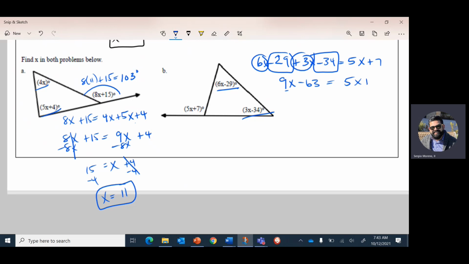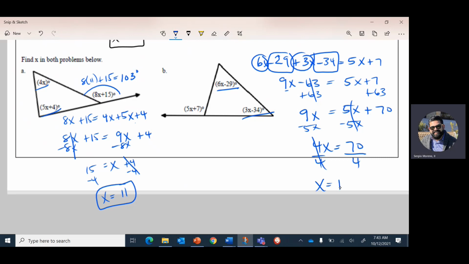Now I go ahead and add this over here. Okay, now I can add 63 on both sides. And then I can say, well, 5x plus 70 is equal to 9x, minus 5x on both sides. I get 4x equals 70, dividing out 4 on both sides. X would equal 17.5.